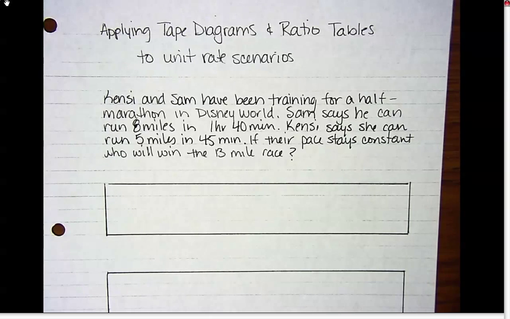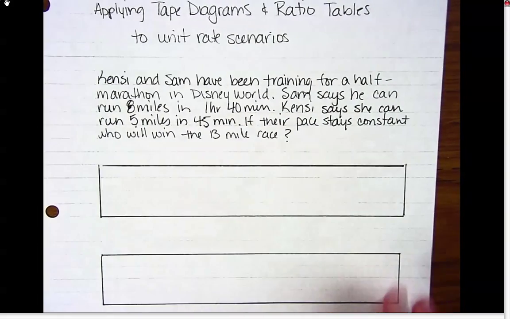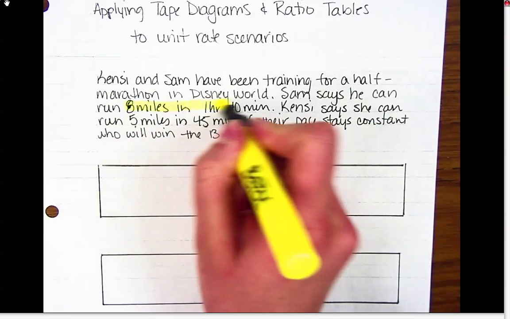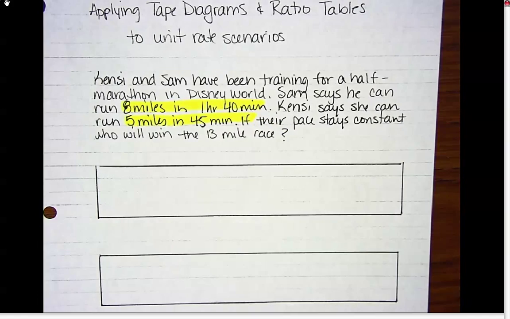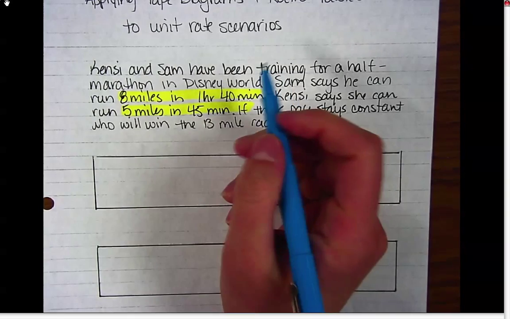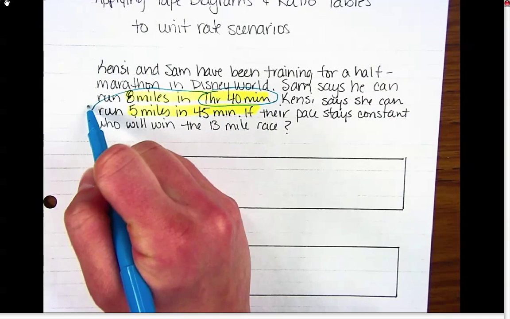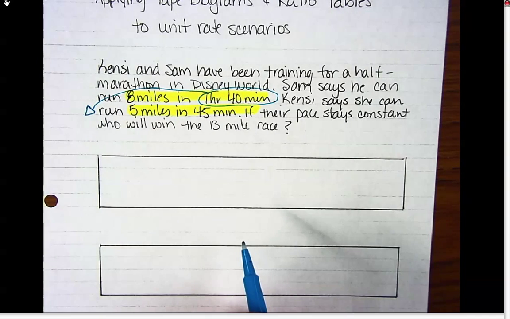So I want to start out by putting everything into common terms. I see here that my important pieces of information are that Sam can run 8 miles in an hour and 40 minutes, and Kenzie can run 5 miles in 45 minutes. I'm going to take this hour and 40 minutes and turn it into just minutes. So how many minutes is an hour and 40 minutes? Well, that is going to be 100 minutes.